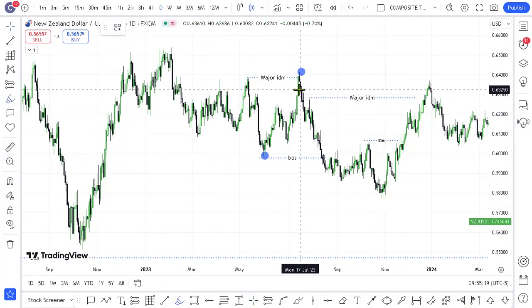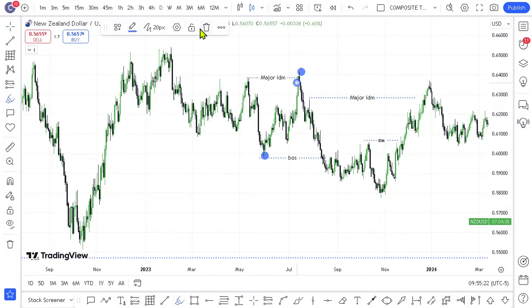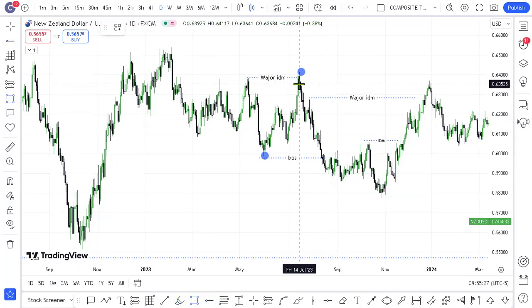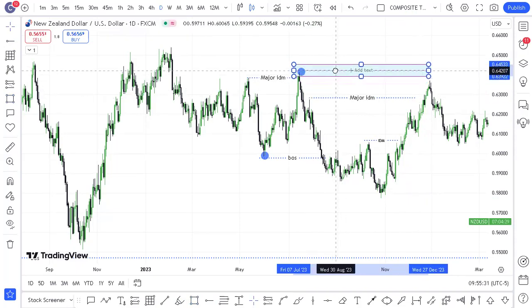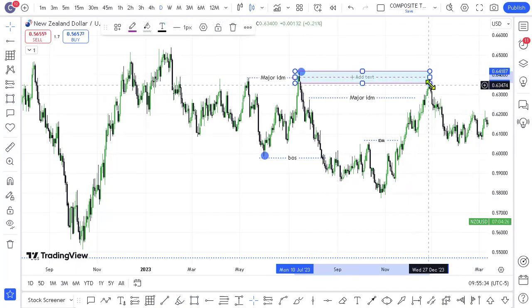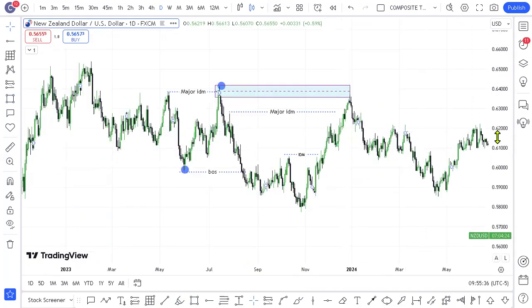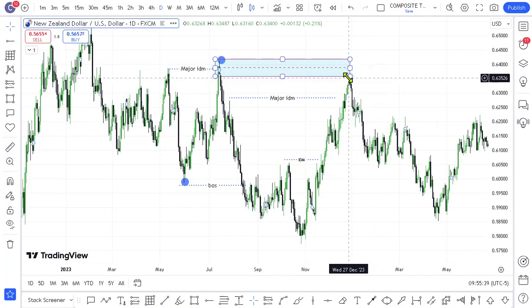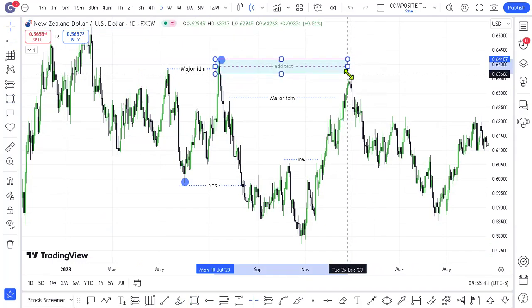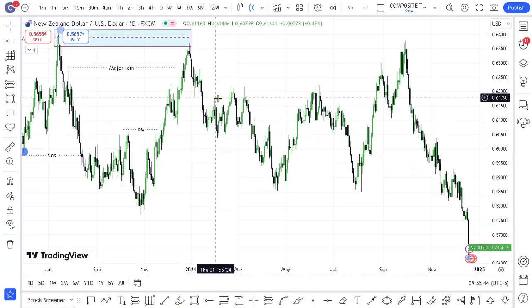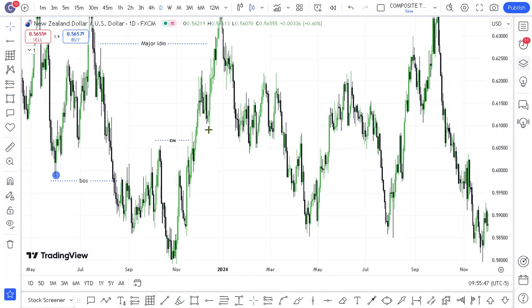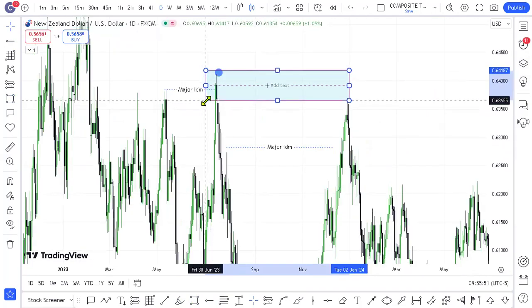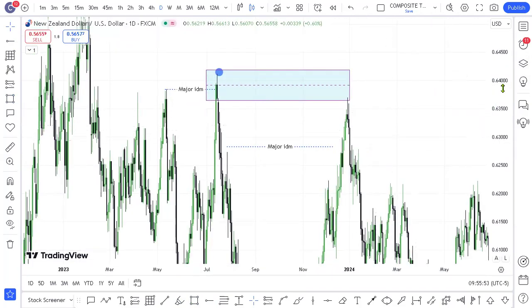So price will mitigate this level. Sorry, it will mitigate this extreme supply zone here. We mitigate this level here at the extreme in that zone. We mitigate this extreme level. Here we get a drop, and let's see. Did we really mitigate this level? Yeah, it was mitigated and we got that drop.